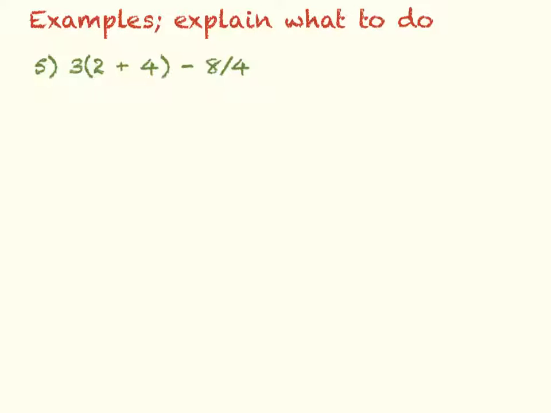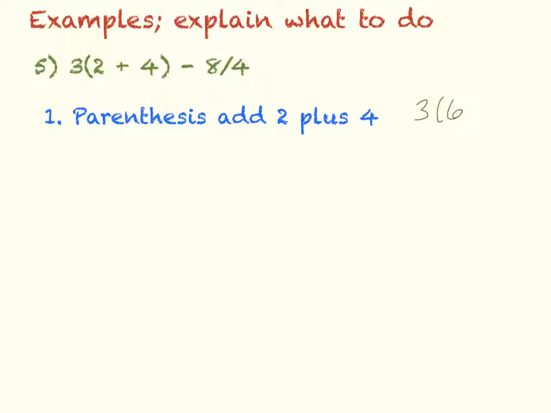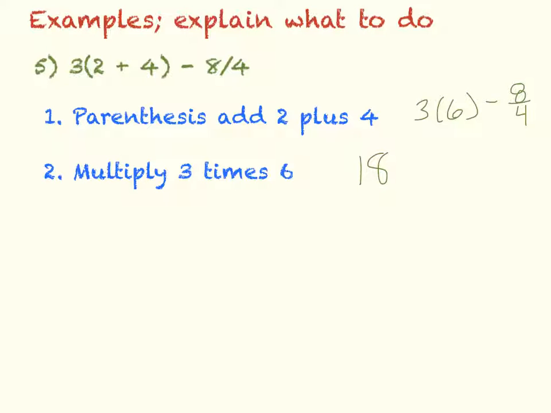In these next examples, we want to explain our method, explain how we simplify it. So we have 3 times the quantity 2 plus 4 minus 8 divided by 4. Step 1 is to do the parentheses and add 2 plus 4. And then what we have is 3 times 6 minus 8 divided by 4. The next step is to multiply 3 times 6. Multiplication left to right. So 3 times 6 is 18 minus 8 divided by 4.